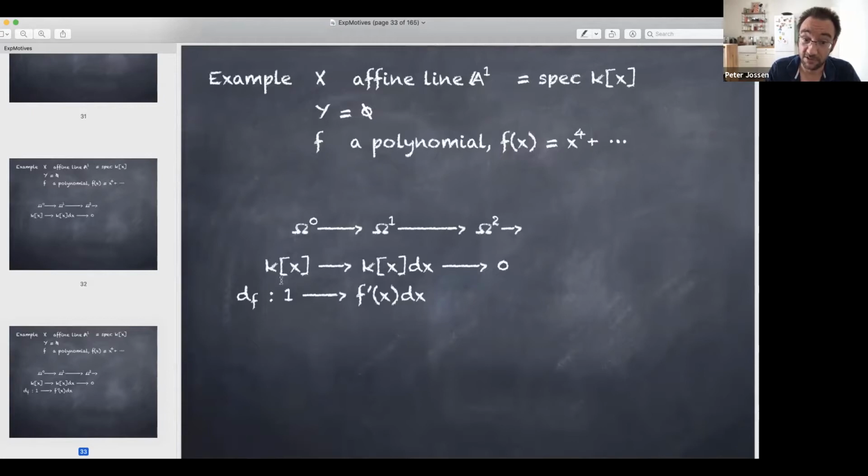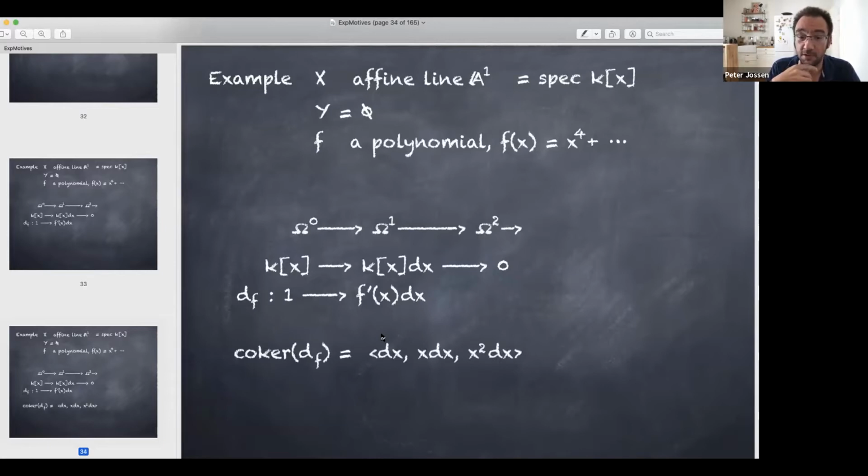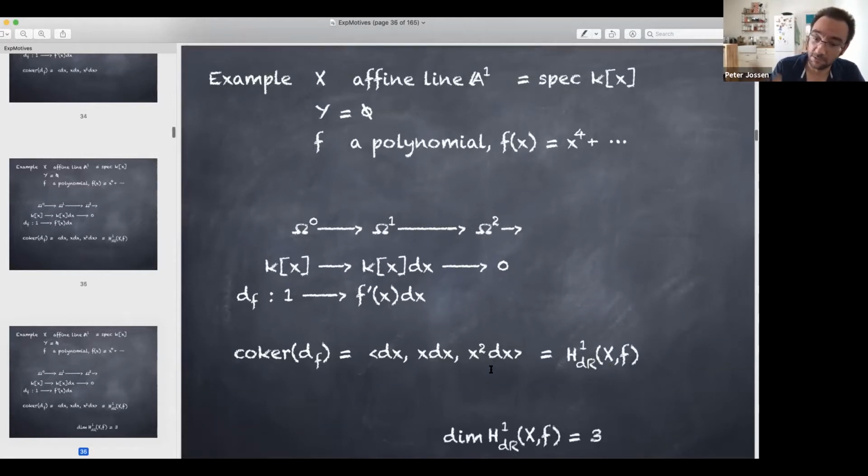The differential, so the only interesting map is the one that sends 1 to f'(x) dx, or 1 gets sent to df. That's the differential, and you can see this differential map here. It's injective, and its cokernel is generated by the forms dx, x dx, and x squared dx. There's a little exercise in linear algebra that shows that this cokernel is three-dimensional, and these three forms represent all classes in the cokernel. So this cokernel is the H1 de Rham of (X, f). And so you see, it's three-dimensional, just as before with our singular or rapid decay cohomology.